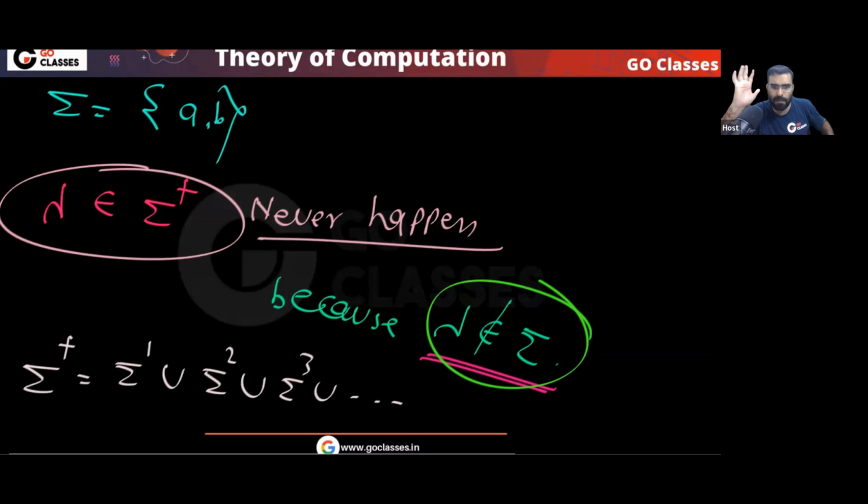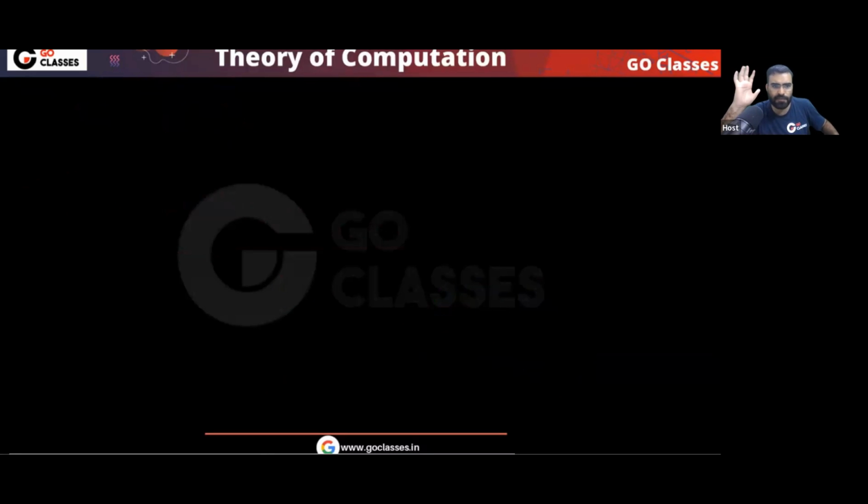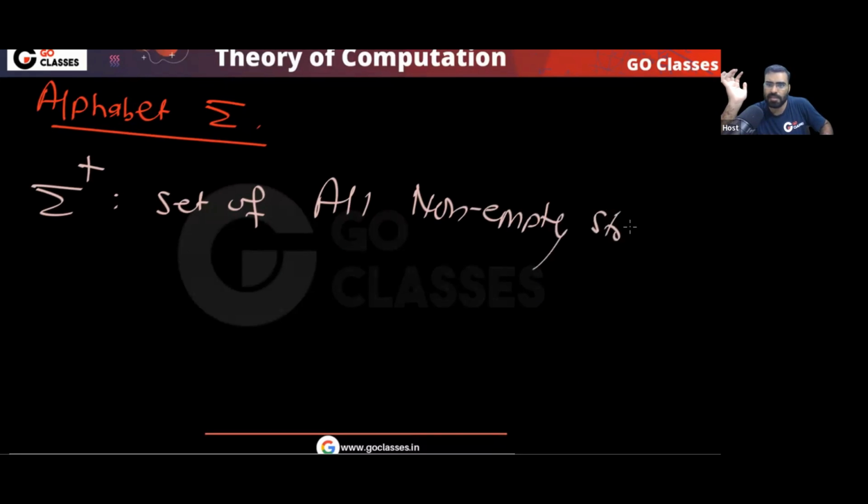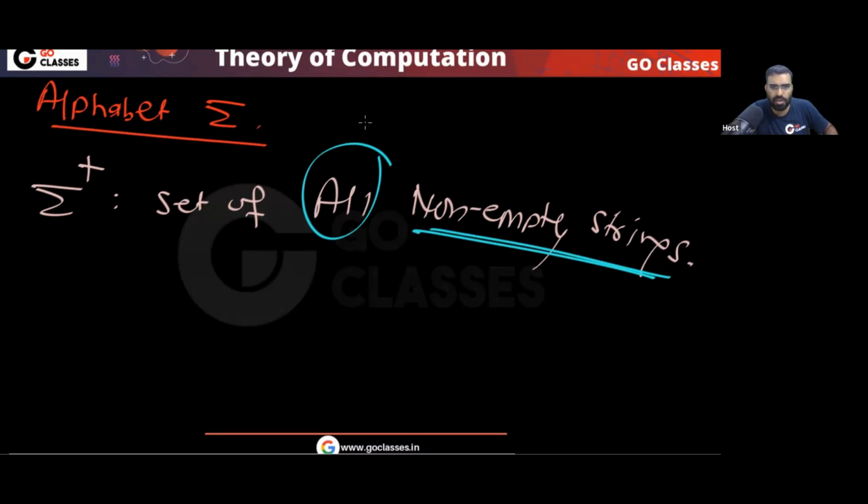Okay, what is sigma plus? Can anyone tell me, by definition, what is sigma plus? If your alphabet is sigma, sigma plus is the set of all non-empty strings. Yes or no? By definition, it is the set of all non-empty strings, so you don't have the empty string in sigma plus.